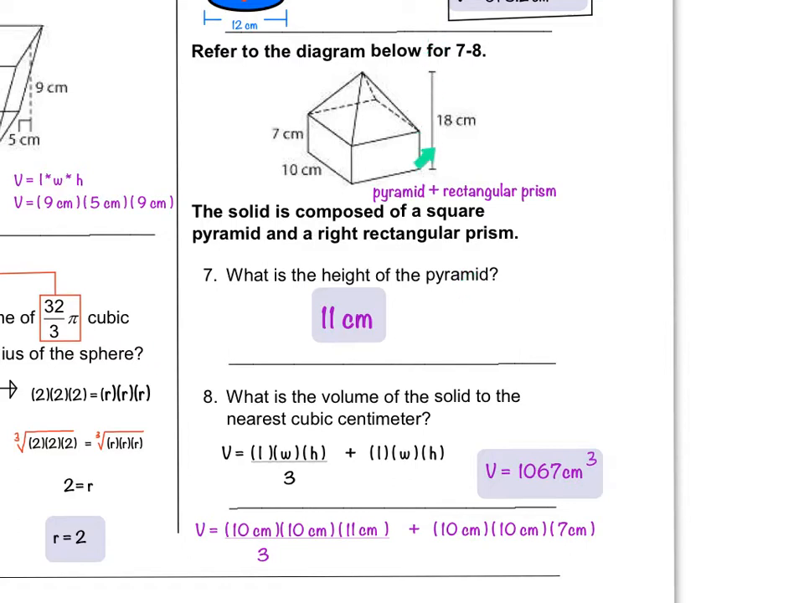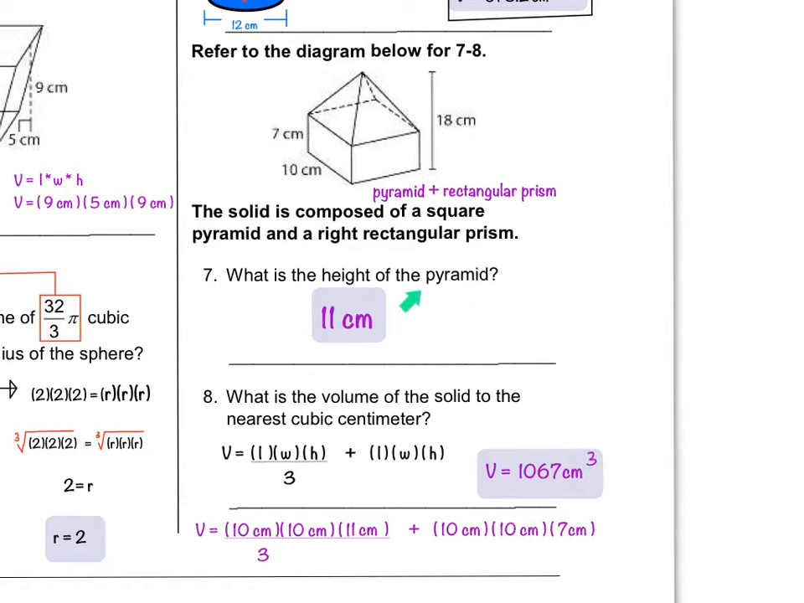So I have the height of the entire composite figure, which is 18 centimeters. And I also know the height of the prism at the bottom, which is 7 centimeters. But what they're really asking us is the height of this pyramid here, from here until I get to the prism. So if I take the 18 and subtract the 7, I end up with 11 centimeters. And that's the height of my pyramid.